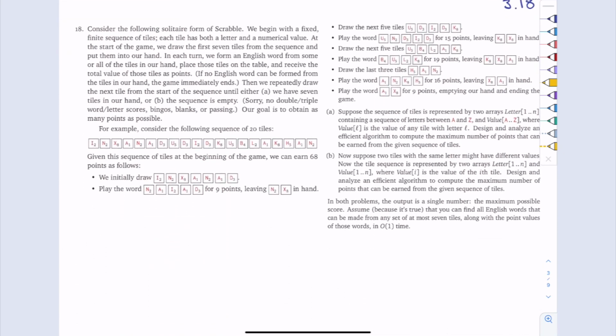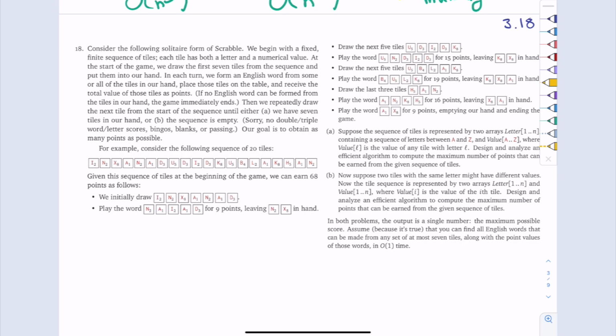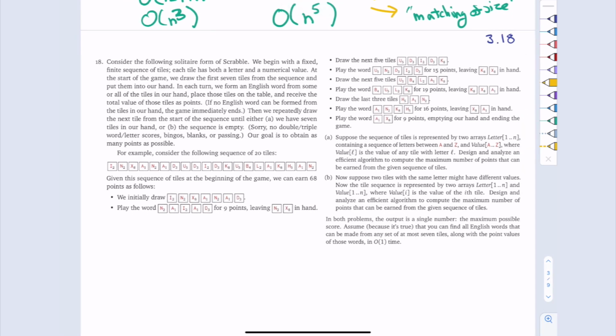Okay, so here again, I chose these problems that are horrible to project. I keep breathing into the mic.